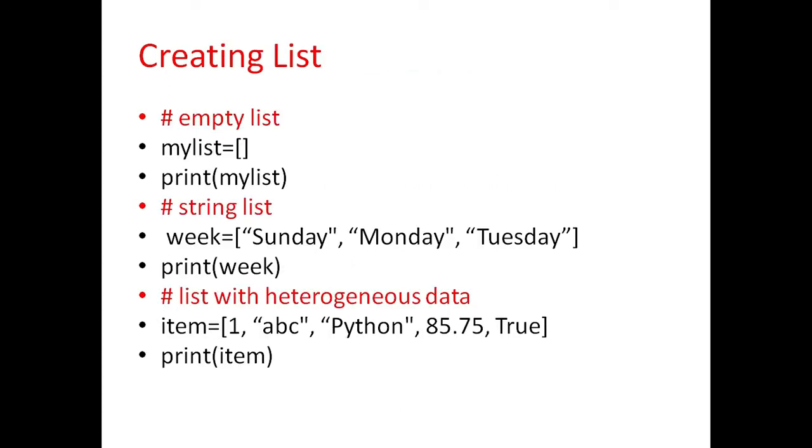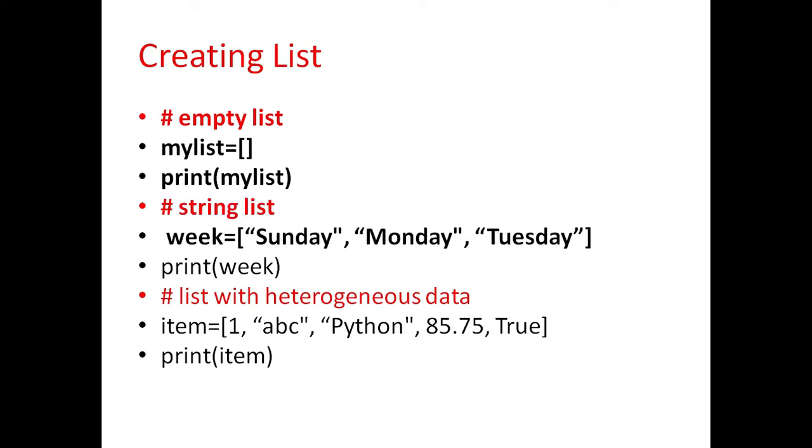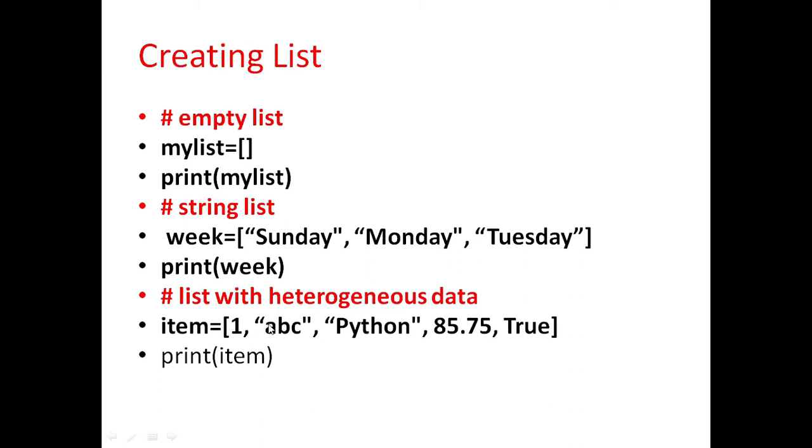There are different ways for creating a list. If you want to create an empty list, just define the name and assign square brackets to it. To print a list, use print statement with list name. To create a string list, define a list and assign the strings to the list stored in double quotes separated by comma. And to create a list with heterogeneous data, define a list and store the different types of data in it. If the data is string, store it in double quotes.